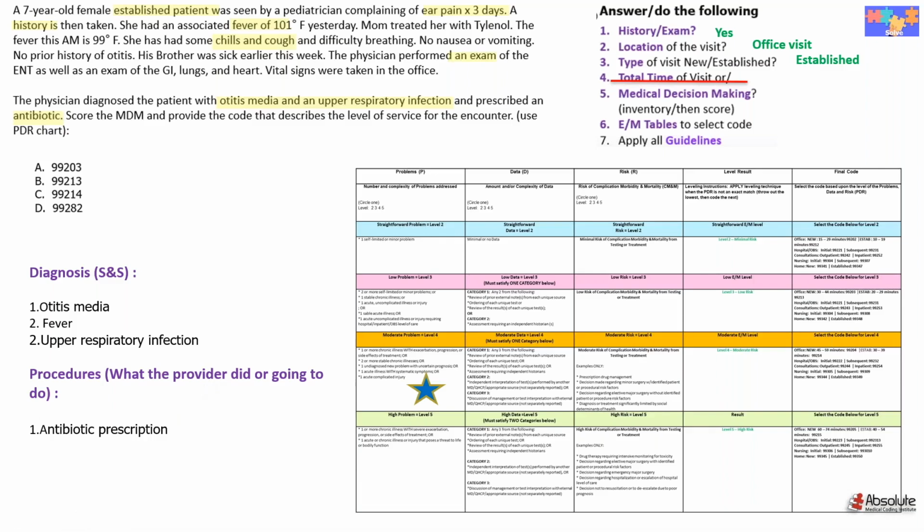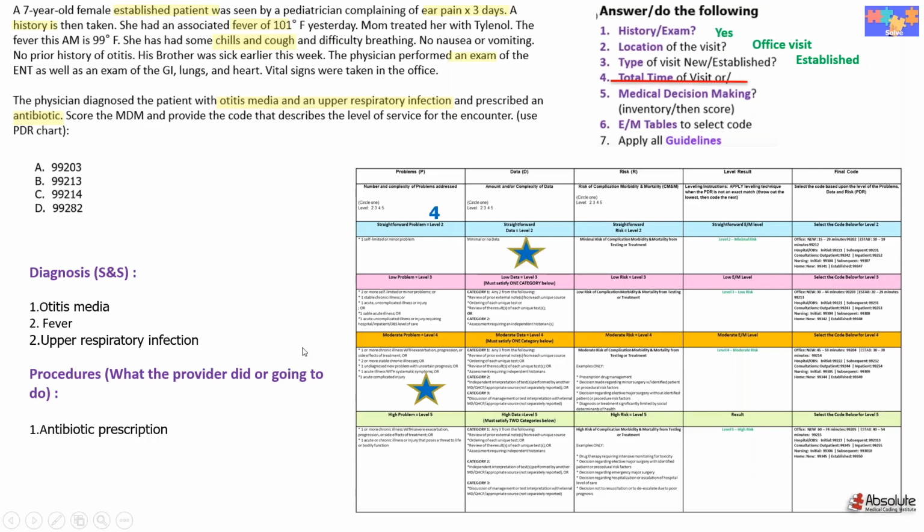So where do I take it under the problem column? For this scenario, I would take it under acute illness with systemic symptoms, because you can see the patient was diagnosed with an upper respiratory infection and otitis media, and the patient was showing systemic symptoms like fever. So that's a systemic symptom, right? So I would take it as acute illness with systemic symptoms, because both the otitis media and upper respiratory infection can cause a fever, and that's a systemic symptom. So I would take it under a moderate problem level 4.